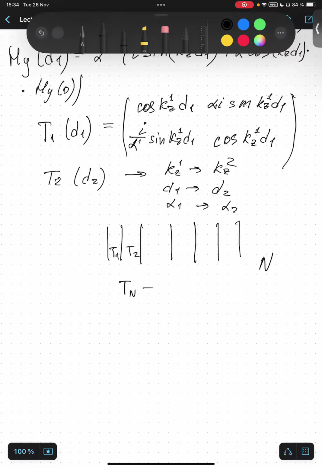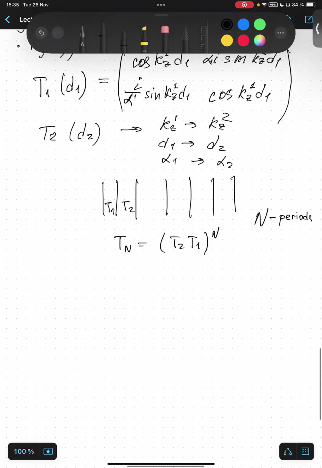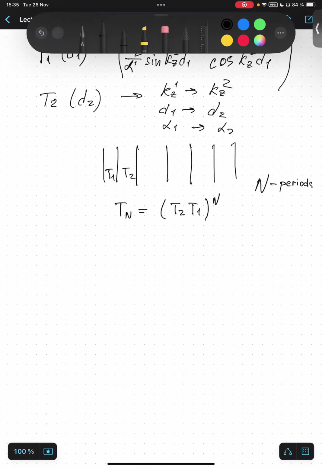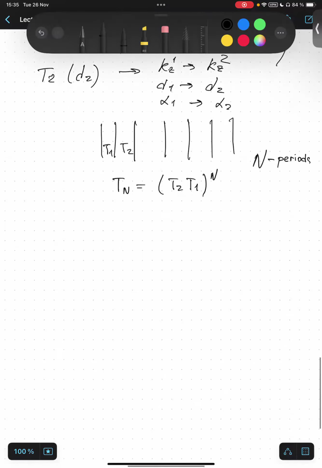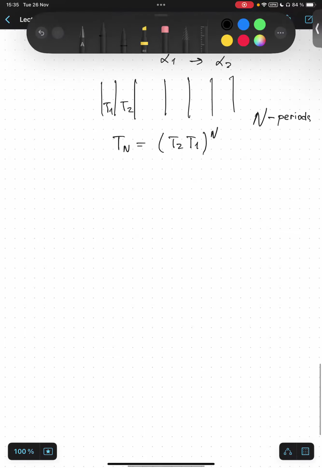So just in order to find the whole transfer matrix through all the structure, you just have to write it like this in power of n when you have n periods. So it is quite easy and understandable as far as I understand. If you have some questions, you just can ask.